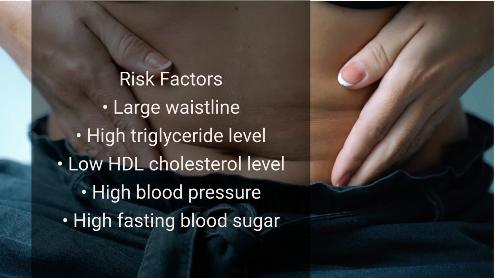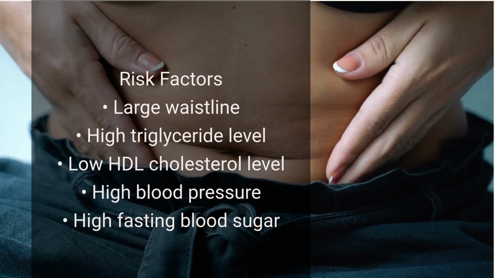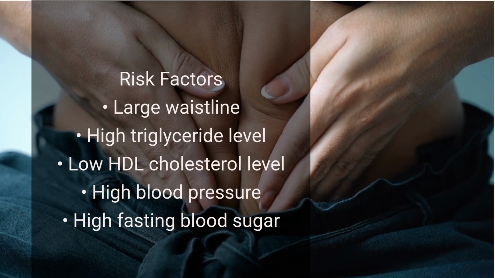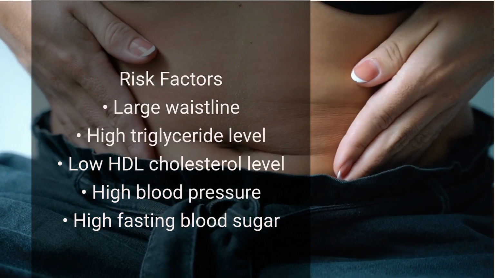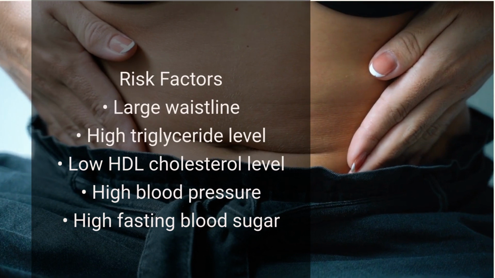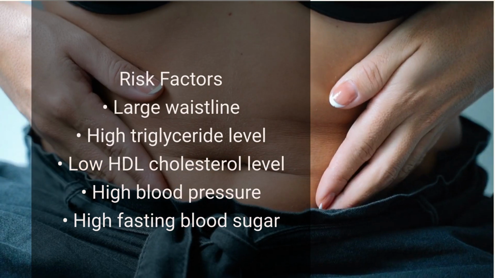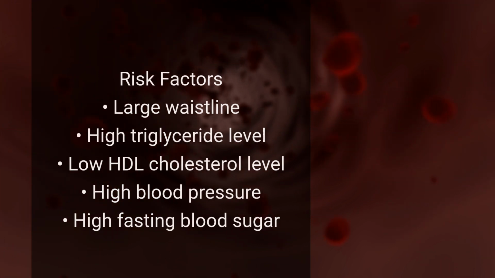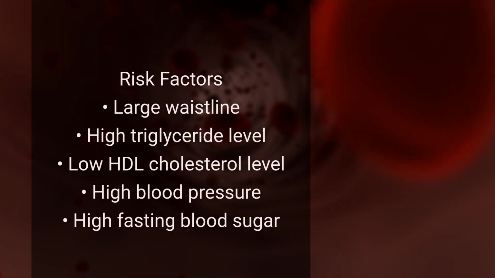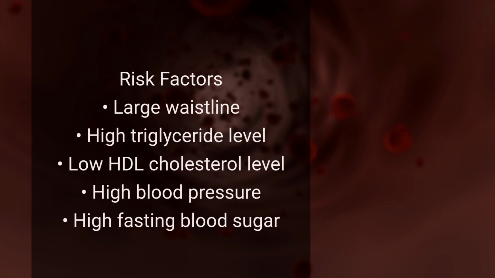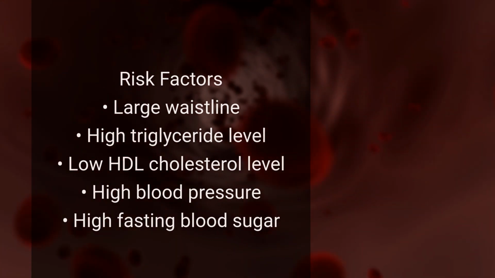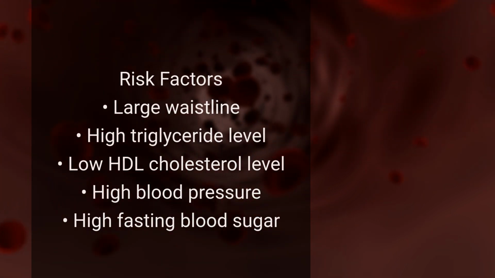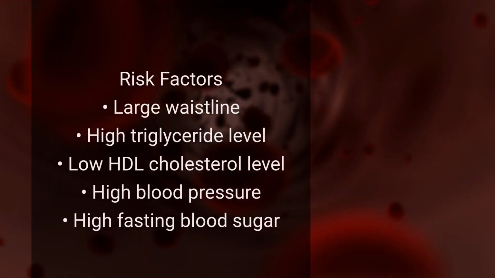A large waistline, also called abdominal obesity, or having an apple shape. Too much fat around the stomach is a greater risk factor for heart disease than too much fat in other parts of the body. 2. Having a high triglyceride level. Triglycerides are a type of fat found in the blood. 3. Having a low HDL cholesterol level. HDL is sometimes called the good cholesterol, because it helps remove cholesterol from your arteries.